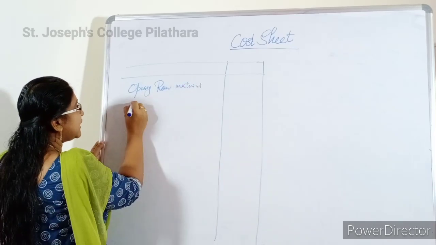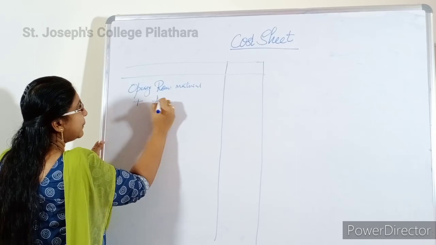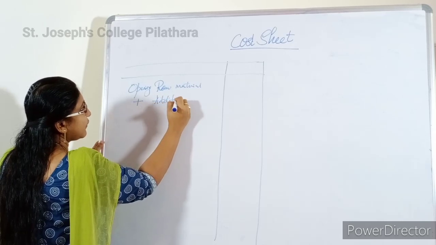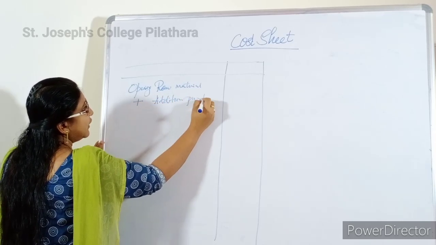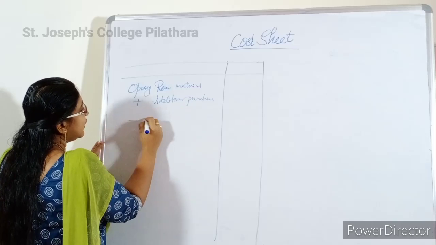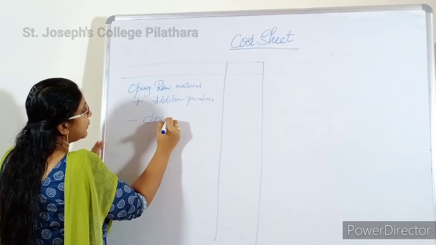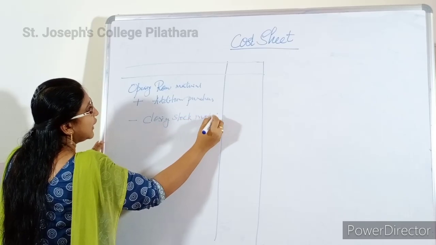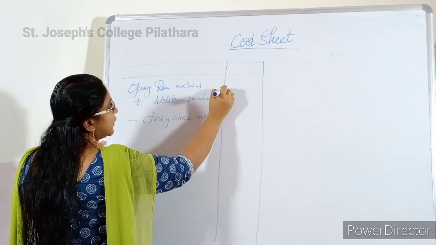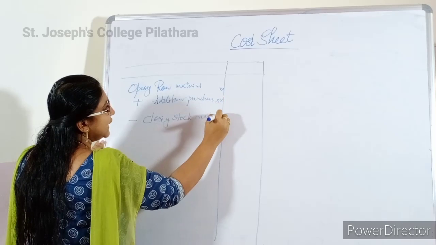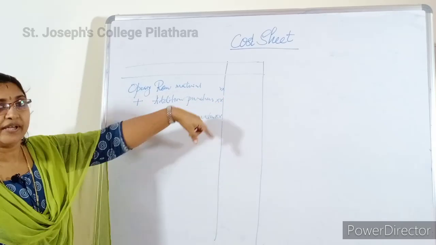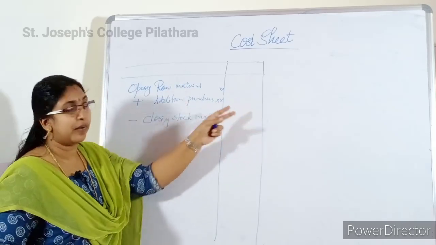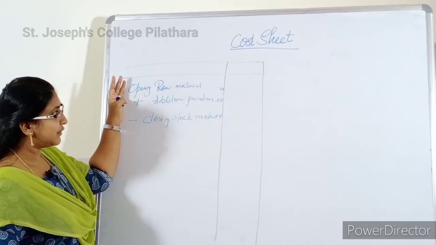Any additional purchases made, you will add up, and you will deduct the closing stock of raw material. So you will get the correct raw material consumed. Do one thing, write the amount in the inner column itself. Later on we can transfer it to the outer column. So this is the direct material.